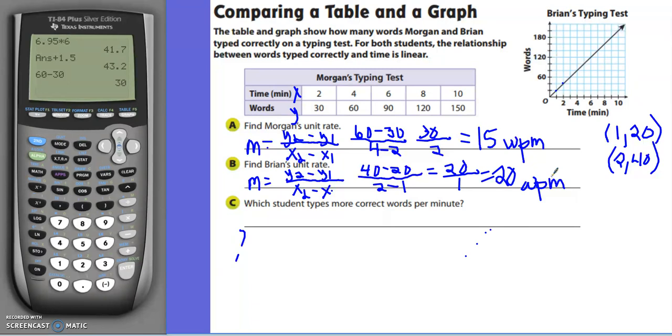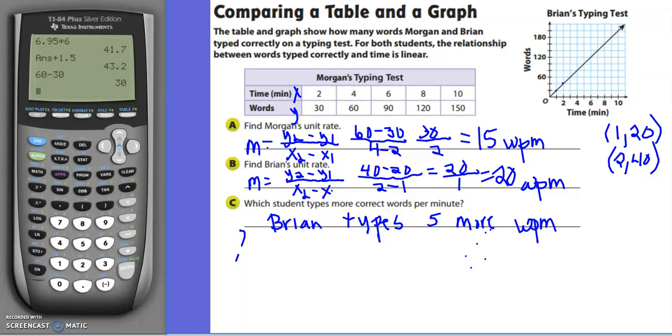Which student types more correct words per minute? Well, that would be Brian, because he can type faster. He can type 20 words per minute, where Morgan only types 15 words per minute. And how much faster is he? Well, 20 minus 15 is 5. So Brian types 5 more words per minute.